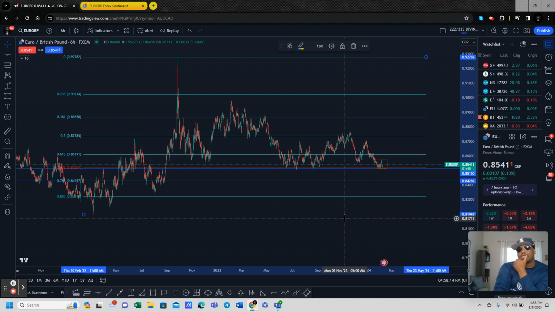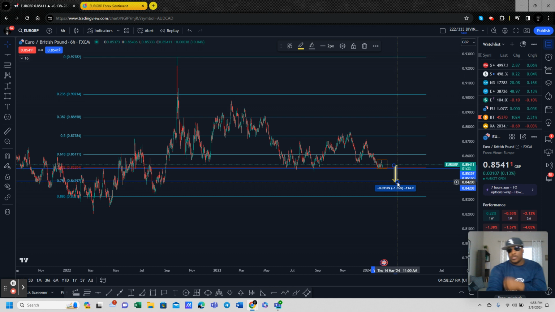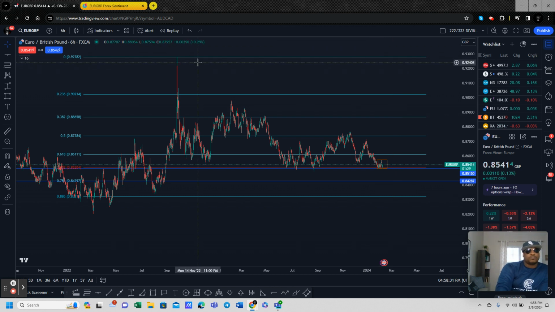level. So it looks like if we are to get some more downside, it'll come down to this area here. And if we get that, looking for some sell opportunities to get here, that's a quick 115-something pips to get down there.